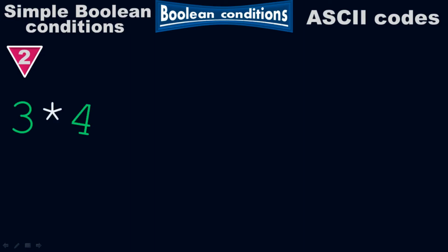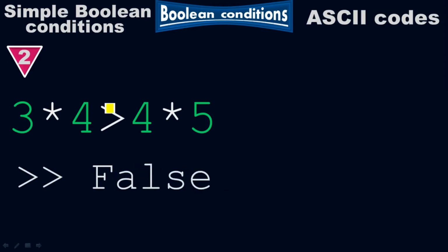Example number 2: 3 times 4 is greater than 4 times 5, which returns False. How? This asterisk sign means multiplication. 3 times 4 is 12 and 4 times 5 is 20. This expression means that 12 is greater than 20. Is it true? No, it is not true. It is false. 12 is not greater than 20. 12 is less than 20, not greater. Therefore, in the final output, you will get False. Your Boolean form will be False here.